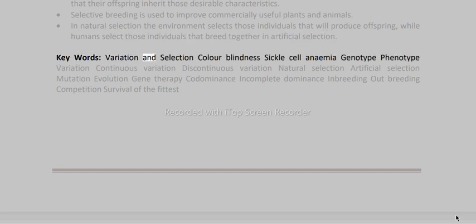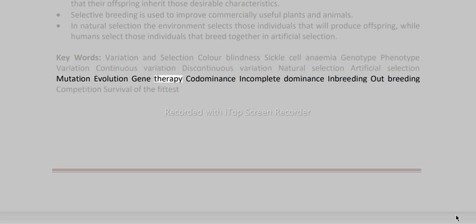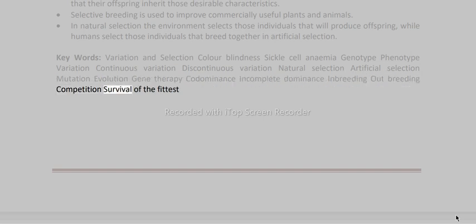Keywords: variation and selection, color blindness, sickle cell anemia, genotype, phenotype variation, continuous variation, discontinuous variation, natural selection, artificial selection, mutation, evolution, gene therapy, codominance, incomplete dominance, inbreeding, outbreeding, competition, survival of the fittest.